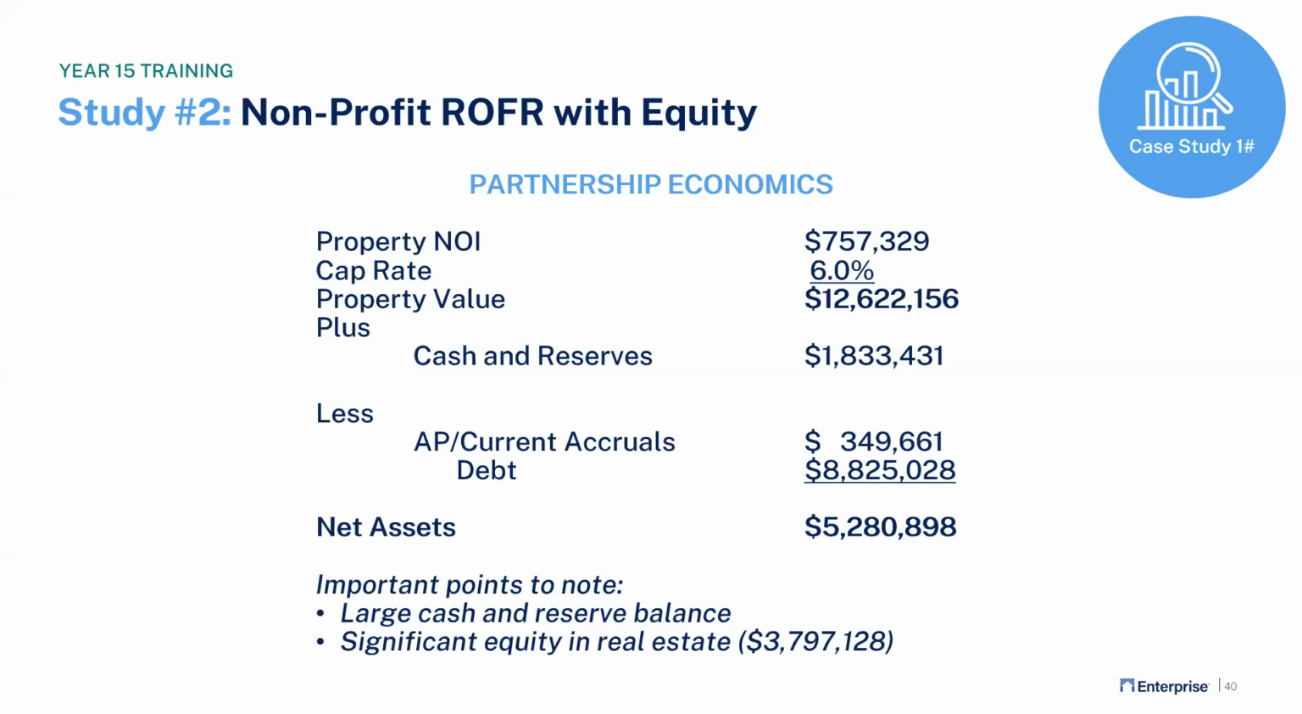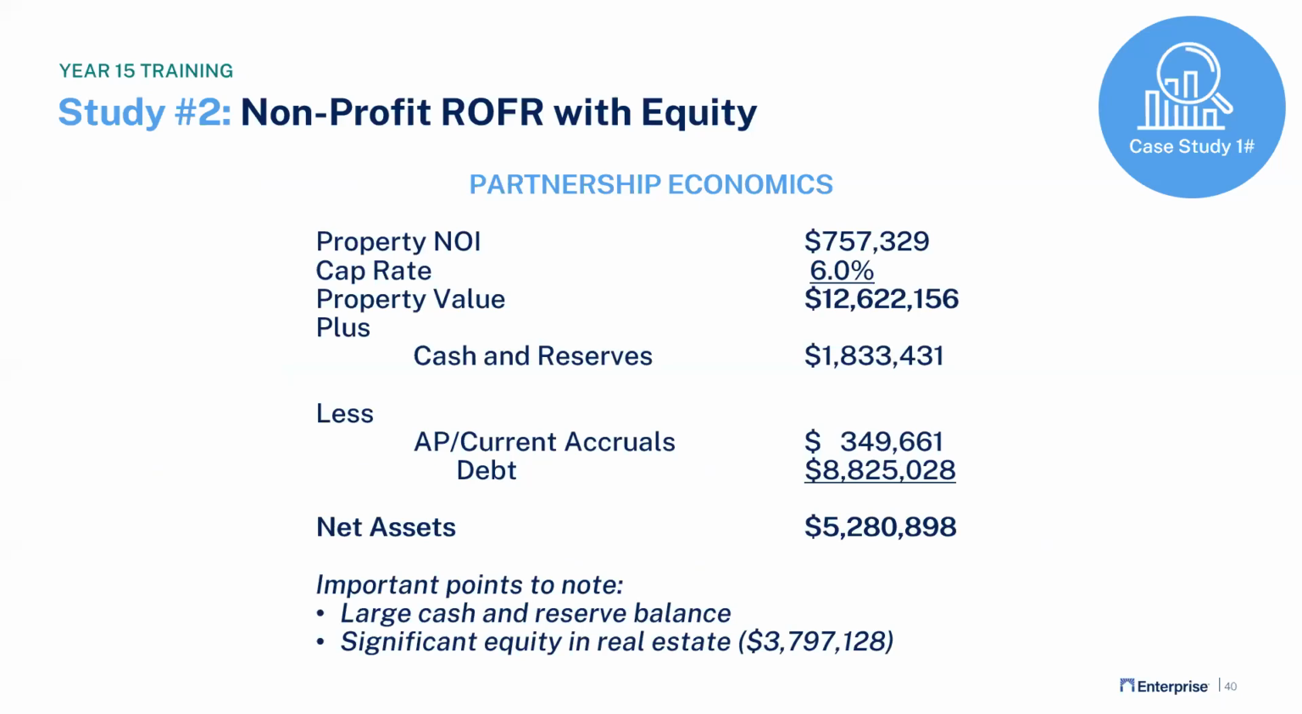So this is what the economics look like in this snapshot, if you will. We have property NOI of 757 here. This is pre-COVID, so the cap rate is around 6%. Divide the NOI by the cap rate, and we come up with the value of the real estate at 12 million. We had cash and reserves of approximately 1.8 million. We subtract all long-term debt and accruals, and we come up with the net assets of the partnership of 5.2 million.